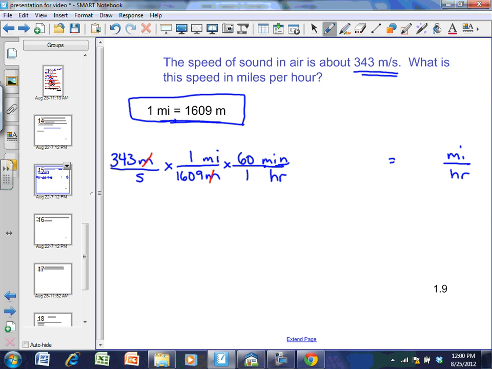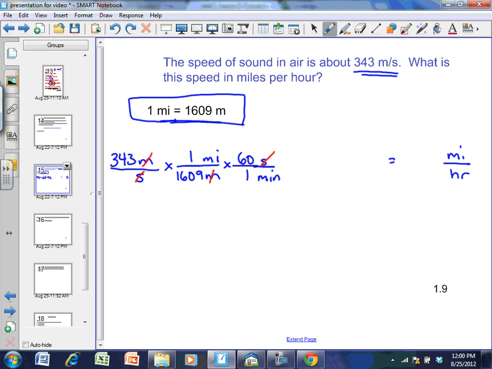Sorry, 60, oh dear me. 60 seconds is 1 minute. And you'll note now that seconds cancel. Now if I hit on my calculator 343 divided by 1,609 times 60, I will have units of miles per minute. I don't want miles per minute, I want miles per hour.